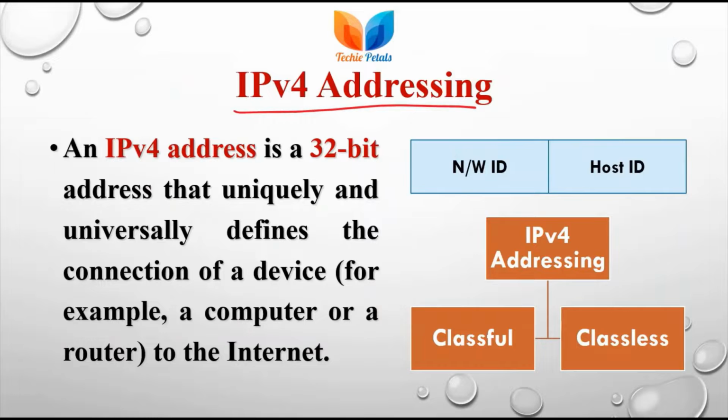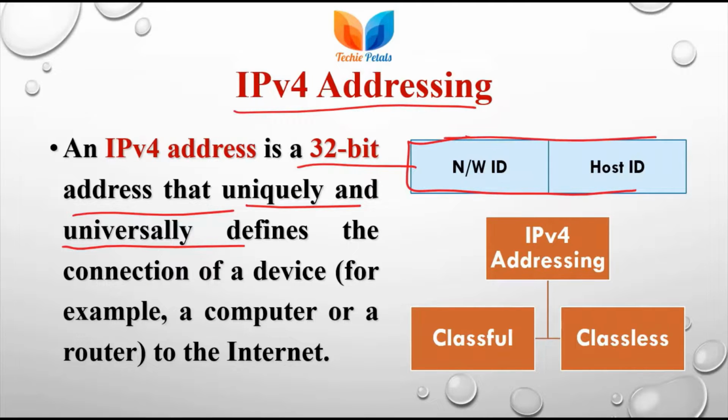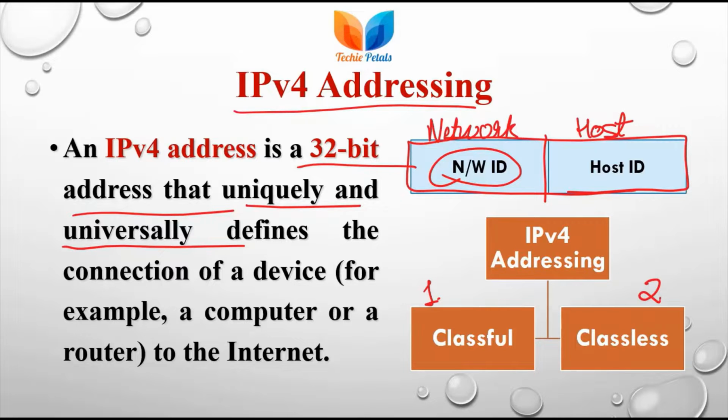So IP addressing is simply a 32-bit identification of every host connected in the network that uniquely and universally defines the connection of that device. And the IP address is divided into two parts. We can say that the first part identifies the network ID where the host belongs, and the second part defines the ID of the host. So firstly we have to find out the network and then we have to locate the particular host. And IP addressing is possible in two ways. First one is classful addressing and the second one is classless addressing.